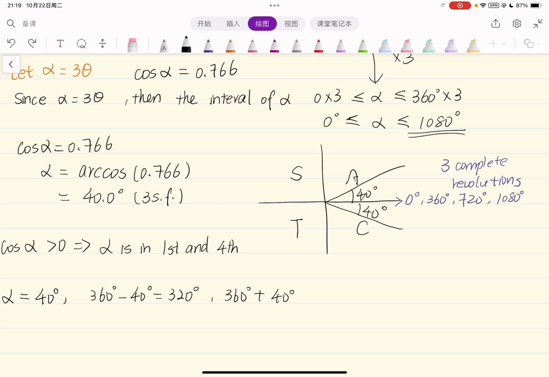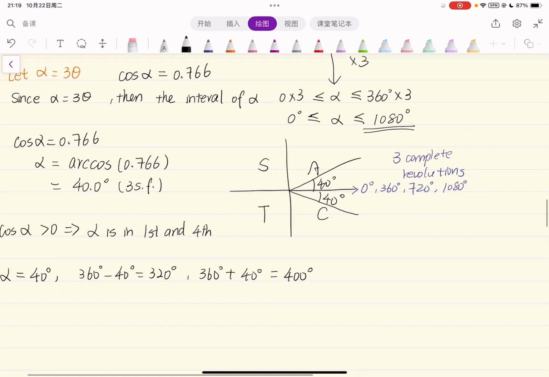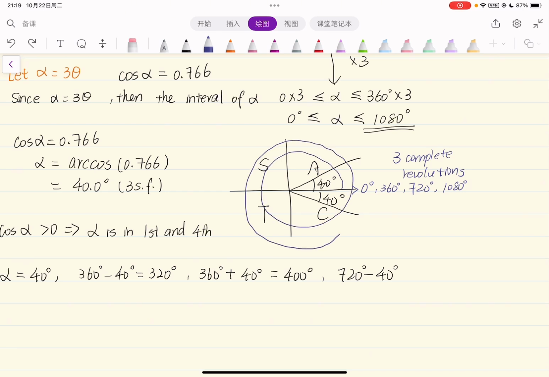That equals 400 degrees. Then we can also have 720 degrees minus 40 degrees. The angle looks like that. So let me redraw it. So the first revolution, the angle looks like that. That equals 680 degrees.